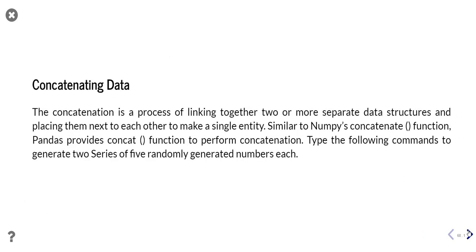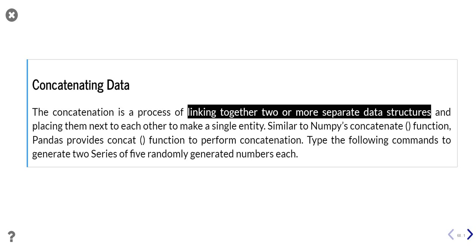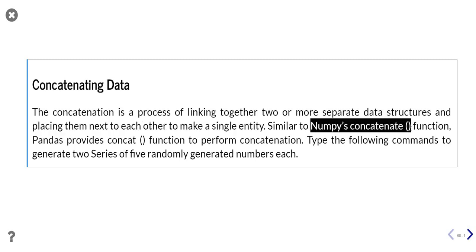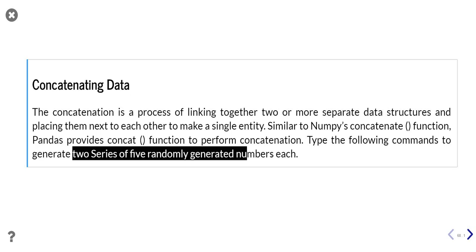So let us look at concatenating data. This is the process of linking together two or more separate data structures and placing them next to one another to make a single entity. NumPy also has a concatenate function, but pandas has concat, which performs the same concatenation. Let's say, for example, we generate two series of 5 randomly generated numbers, and then we'll try to concatenate.